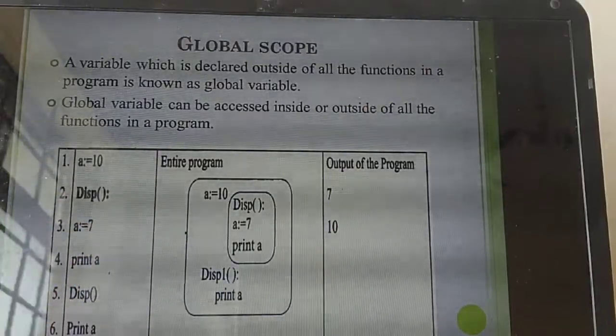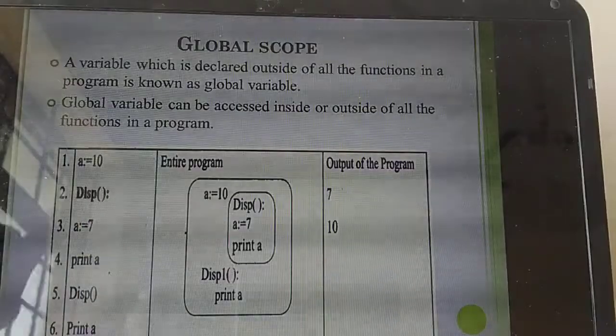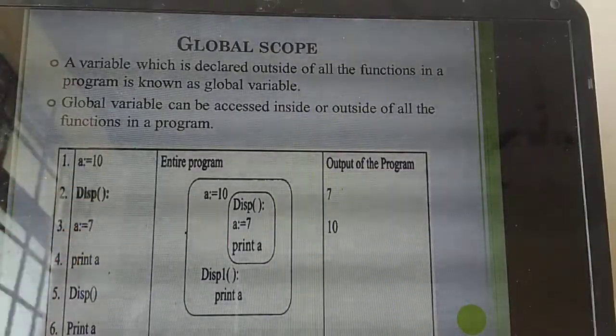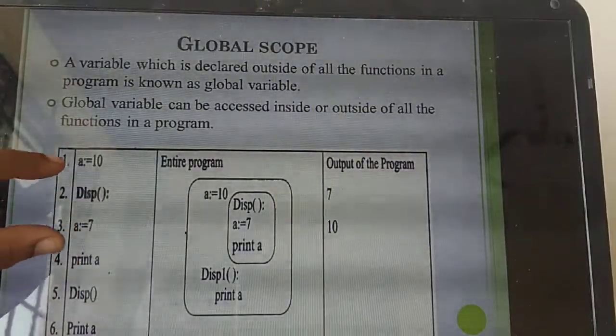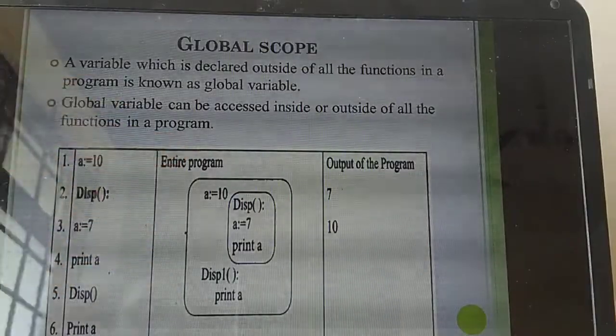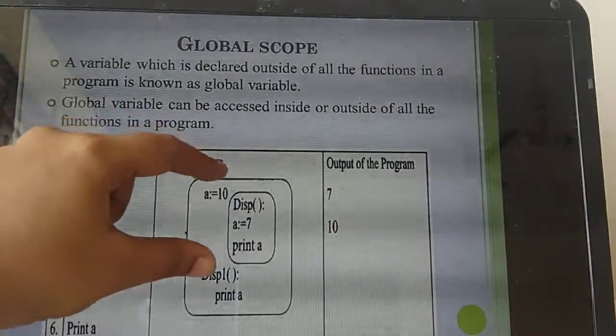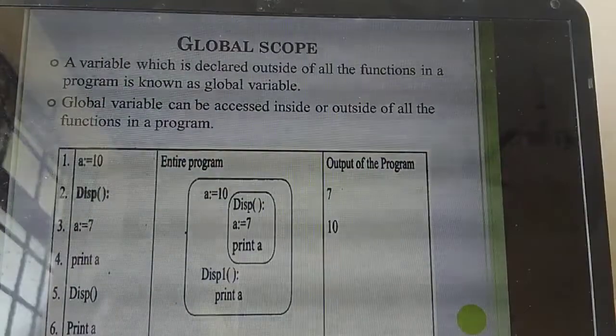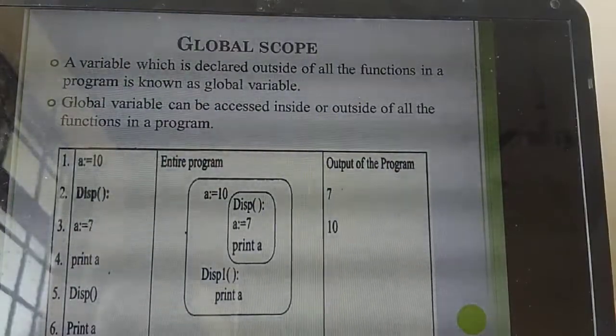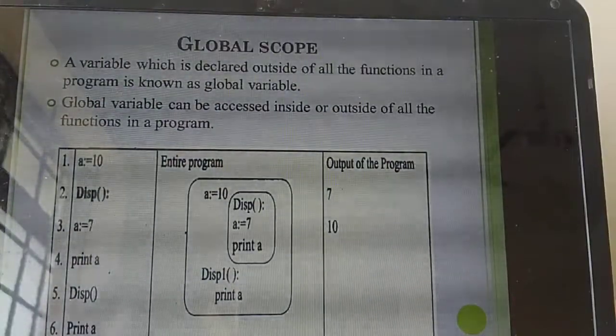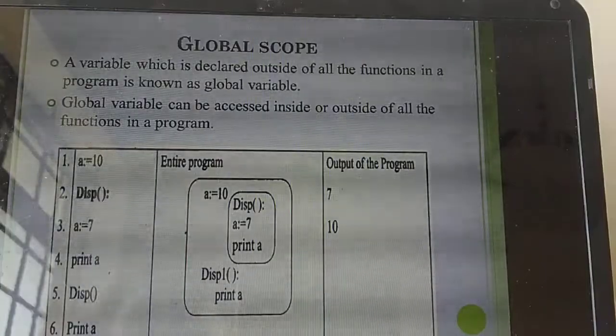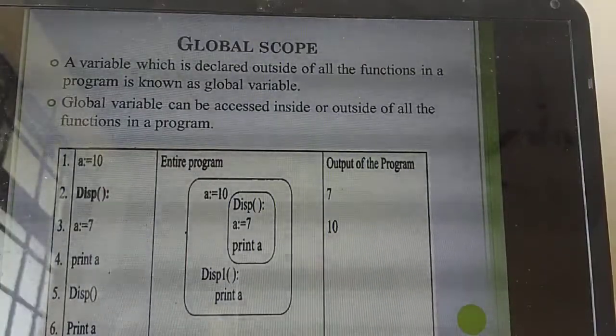Okay. How many functions are there inside the program? 2. What are they? Dispop and dis1off. See, first there are two scopes, sorry, two functions: inner function and outer function. So listen, which function will be executed first while you are compiling the program? Inner function or outer function?